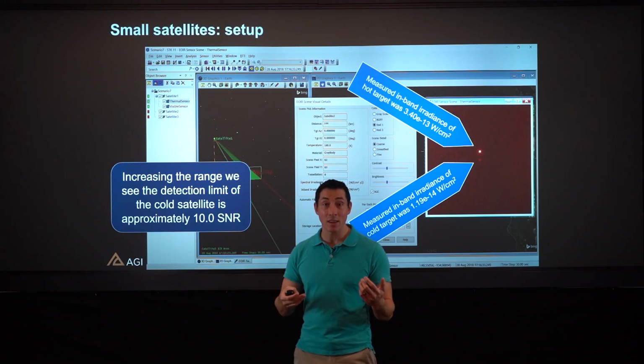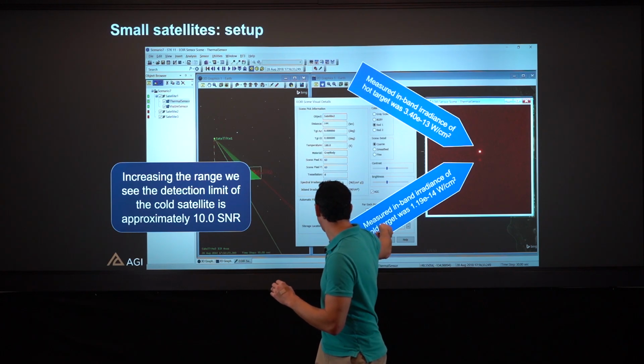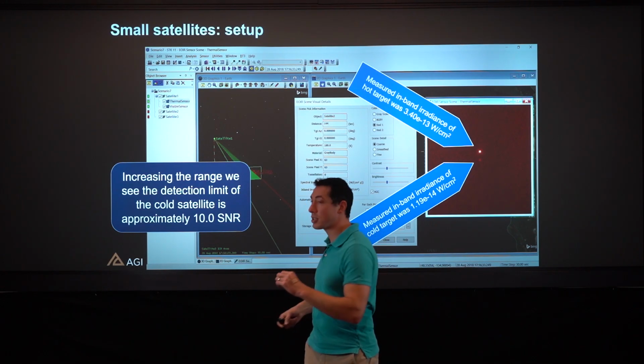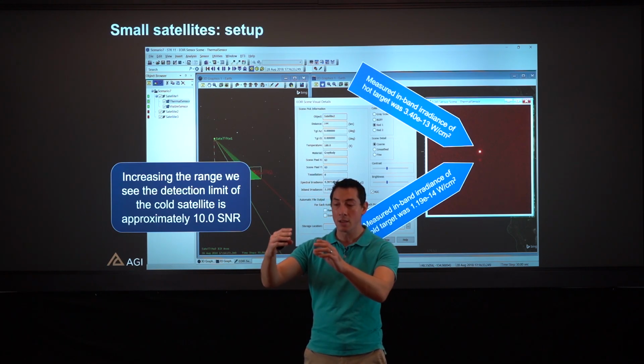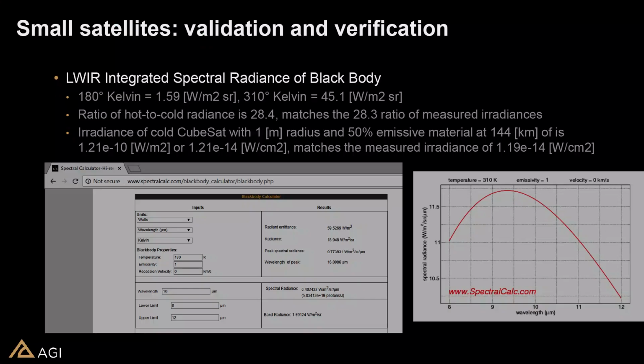And actually, it's a really easy piece of validation because with EOIR, you can click on the targets and say, all right, well, what's the in-band radiance? How much energy is being output by this hot target and this cold target? And then you can go to a third-party tool. I use Spectral Calc, and that's a great, easy place to just plug in the black body characteristics and then calculate what the thermal emission should be for this target. And we can see right off the bat that the ratio of the hot to cold target matches spot on. It's really, really good. And we can see the absolute values for those thermal emissions are right on as well.